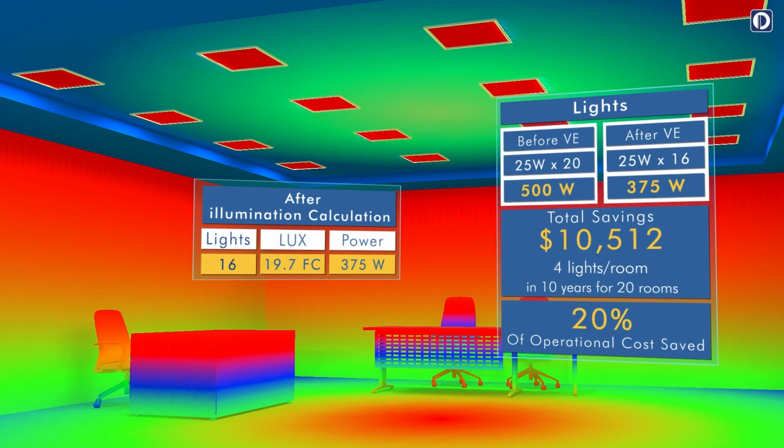Therefore, we saved approximately $10,512 over a period of 10 years, typically for 20 rooms, which is a 20% reduction in operational cost.